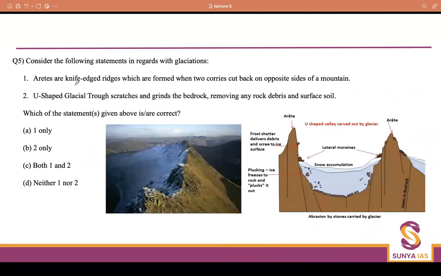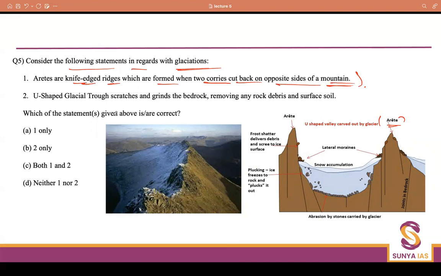The next question says that consider the following statements with regard to glaciation. So these statements have to be seen with regard to glaciers. Now the first statement says that arêtes are knife-edged ridges which are formed when two cirques cut back on opposite sides of the mountain. So this is an arête. When two cirques cut back on opposite sides of the mountain, then these knife-edged ridges are formed.